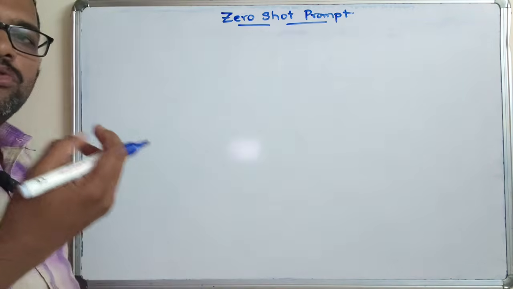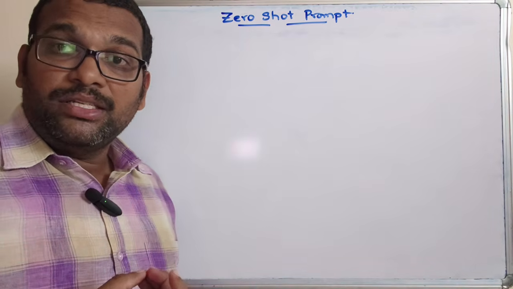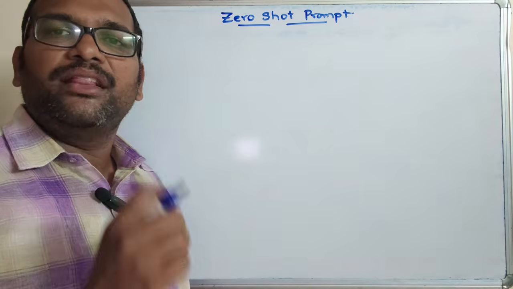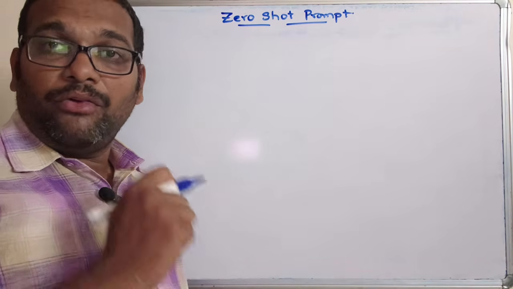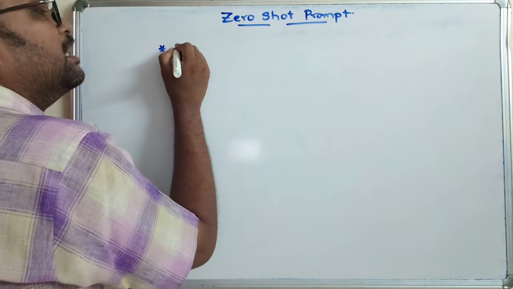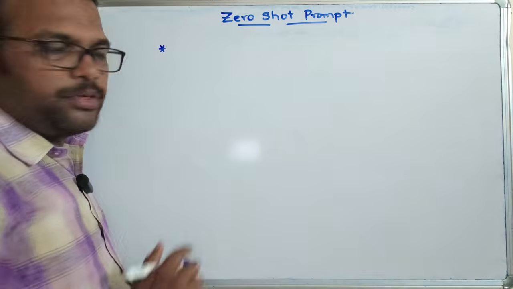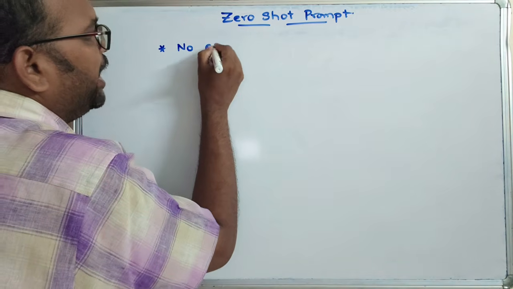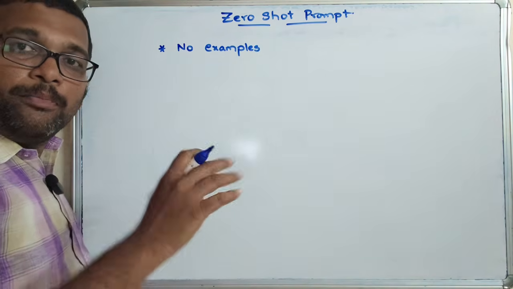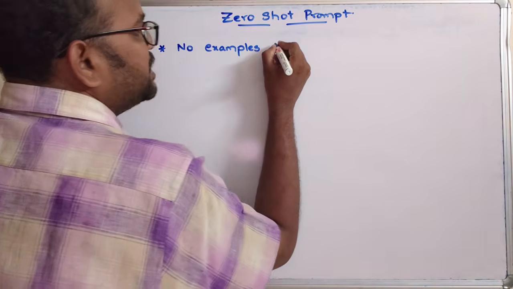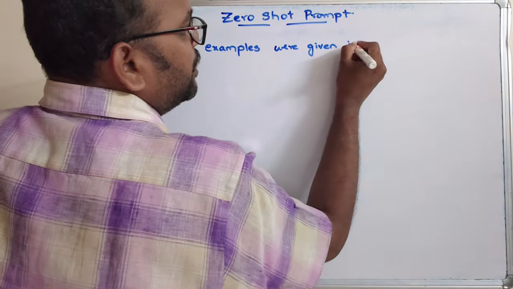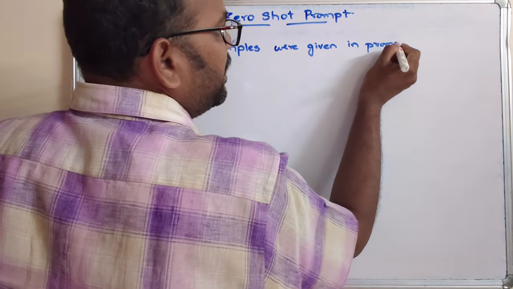The prompt is most important in Gen AI, because how clearly we mention the prompt, that clearly we'll get the output. So that is very important while writing the prompt. Zero shot prompt means there will be no examples given in the prompt. We are not giving any kind of examples of how the output should be generated. So we are not specifying any examples in the prompt.